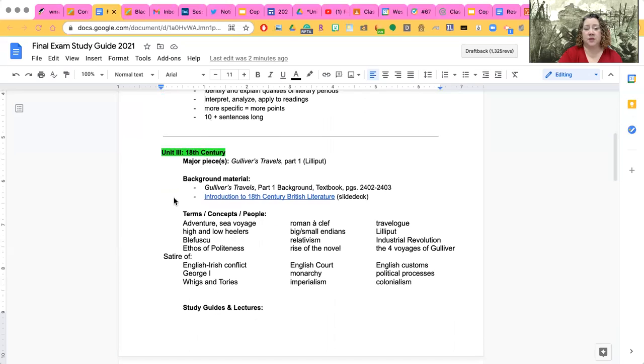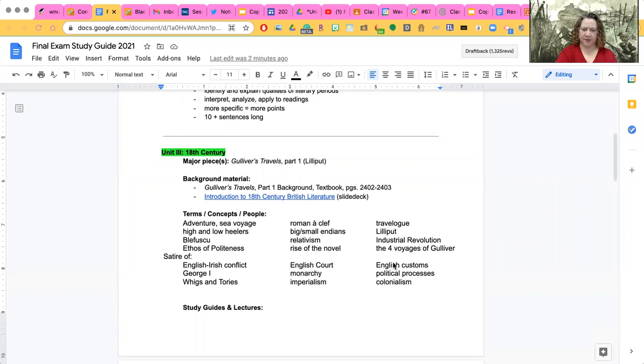After that, I've put in some study materials for you. We finished the midterm and the 17th century with Paradise Lost. So this exam picks up from there in the 18th century with Gulliver's Travels. Obviously part 1, we didn't read the other parts of Gulliver's Travels, but you have some background material. Here is the slideshow that I used when I was introducing the 18th century. You can find all that stuff in Blackboard, but I consolidated it onto this document so that it's easier to study from it.